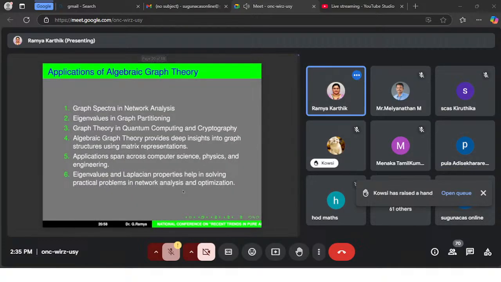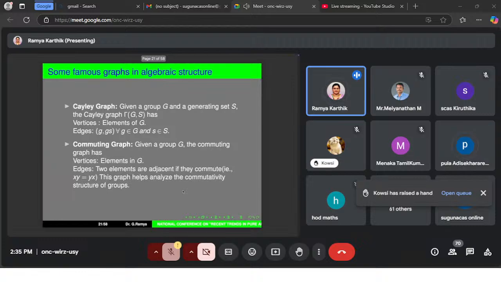And these are the conclusions of algebraic graph theory. Here, some famous graphs in algebraic structure. One of the most famous ways to build a graph from a group is by Cayley graphs. It is named after Cayley, in 1878. If you give me a group and a set of generators, I can build a Cayley graph. In a Cayley graph, the vertices are the set of all elements in a group G, and the edges connect the elements based on multiplication with generators. Cayley graphs are widely used in studying symmetry, automata theory, and even network topology.